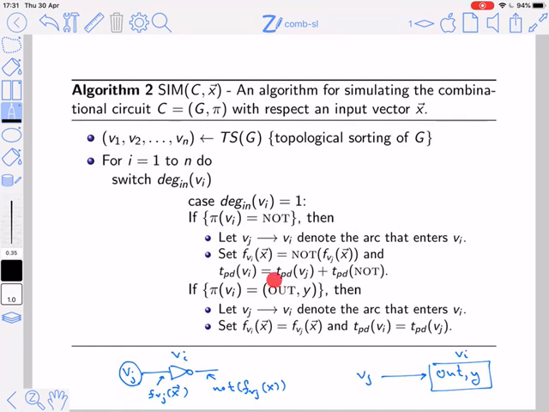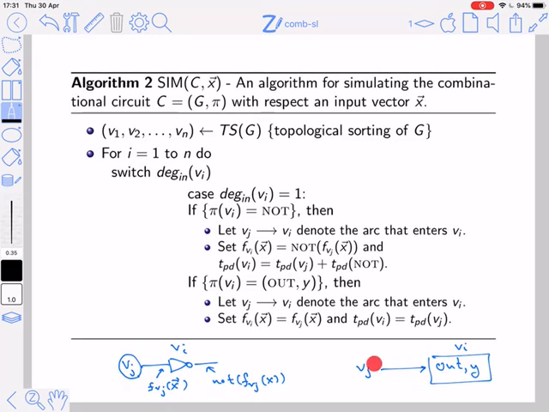The second case, in which Vi is an output gate, is handled very easily because Vi is fed by some Vj, and the value of Vi will simply equal the value that is output by Vj, and therefore fVi of x equals fVj of x, and the propagation delay is the same as the propagation delay of Vj, because no extra delay is incurred by feeding an output gate.